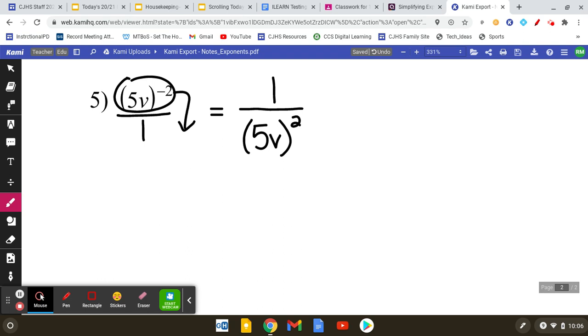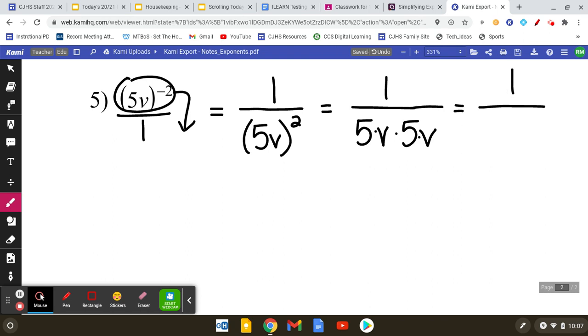Okay. We're not finished here. How many 5v's do we have? 2. 2 of them. So here's one set, and here's the other set. 5 times 5? 25. And then how many V's do we have? 2.